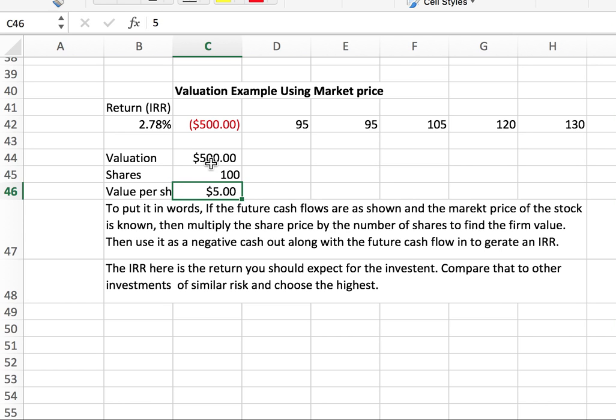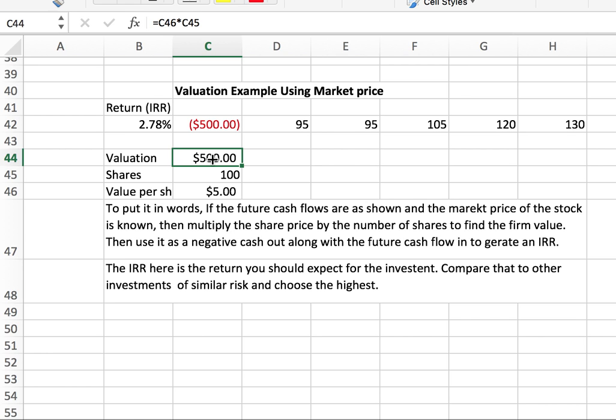Now if it's $5 a share and there's 100 shares, we simply multiply these two numbers to get our total value of the company, and the total value is $500. Well, if the company costs $500, we make that a negative cash flow because we assume we bought the whole company for $500. And then what do we get in return for that purchase? We get all these cash flows.